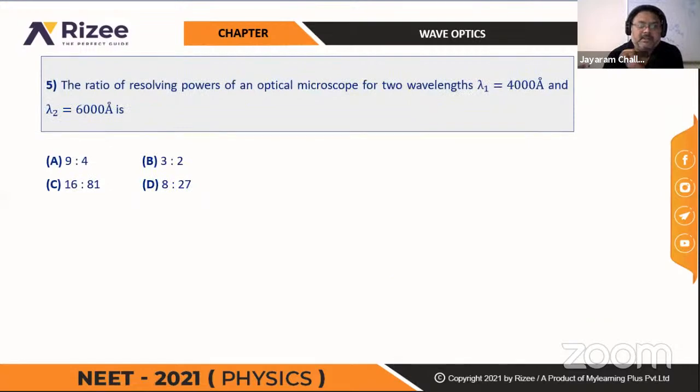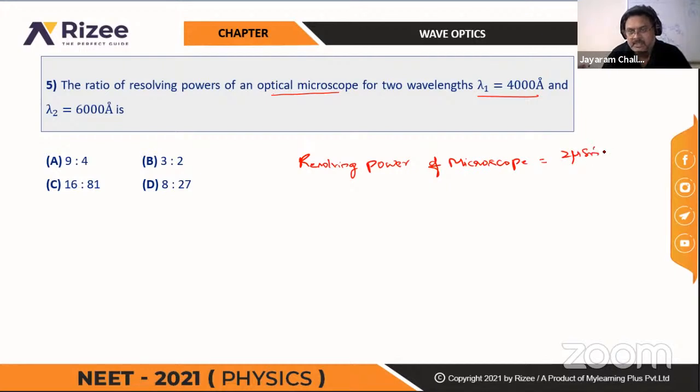Next case, the ratio of the resolving powers of the optical microscope, the wavelengths he has given. So what is the relationship for the resolving power of a microscope? Resolving power of a microscope can be written as 2 mu sine theta by lambda. So that means your resolving power is inversely proportional to lambda.